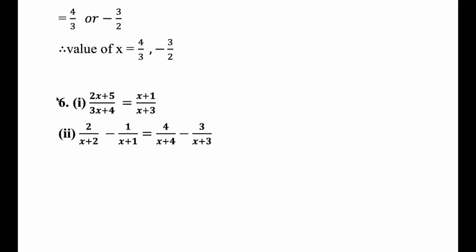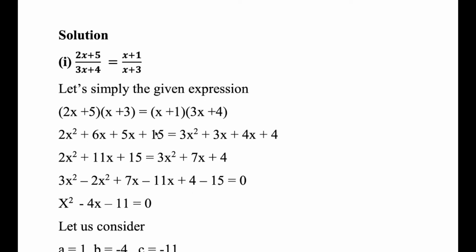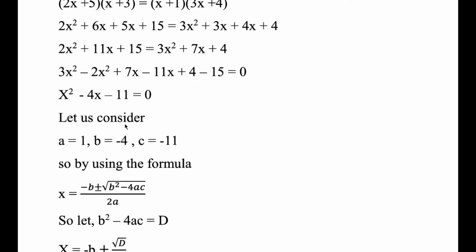Here two problems are there, 1 and 2. Let's solve one by one. So as you know, just cross multiplication. After that, a few steps of simplification, you will get x² − 4x − 11 = 0. Now take that equation, ax² + bx + c = 0, as the standard form of the quadratic equation. So a is equal to 1, b is equal to −4, c is equal to −11.